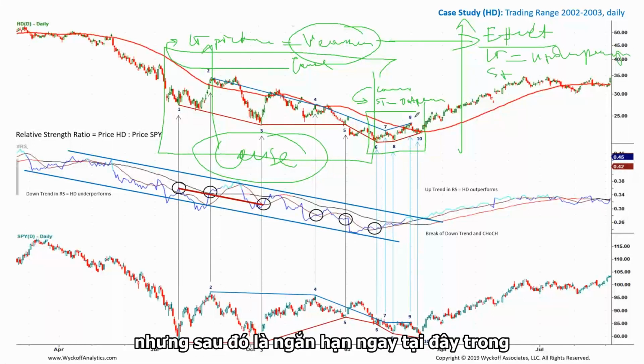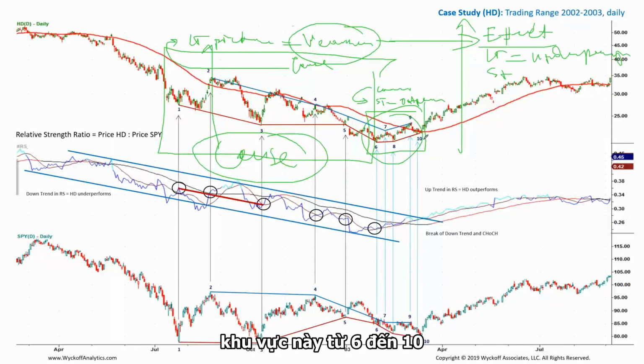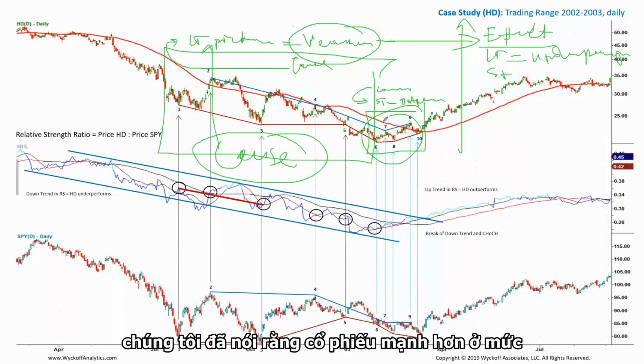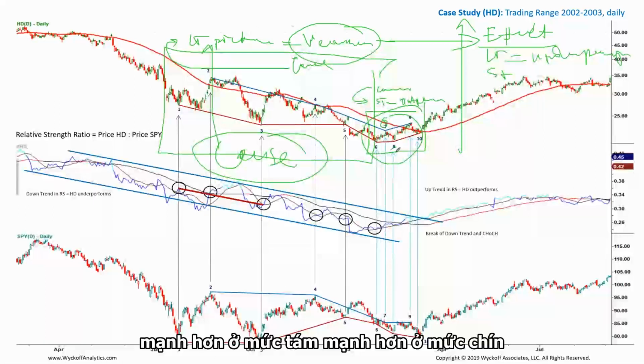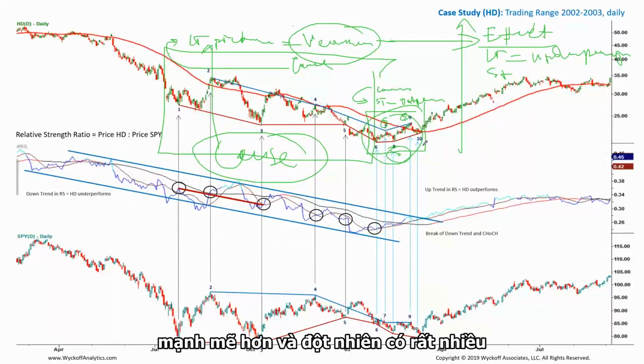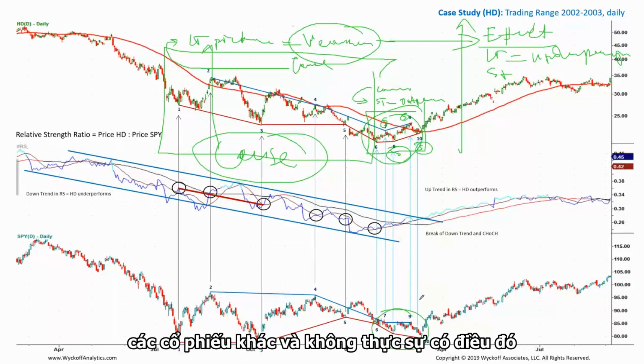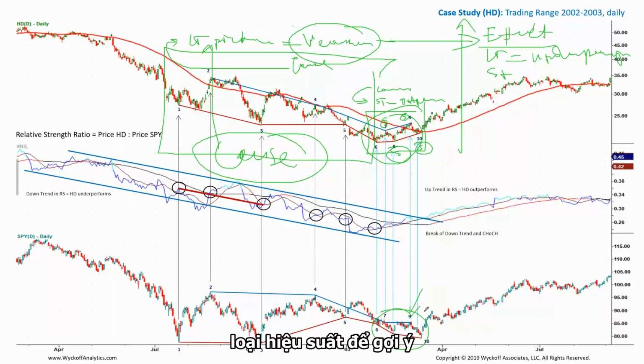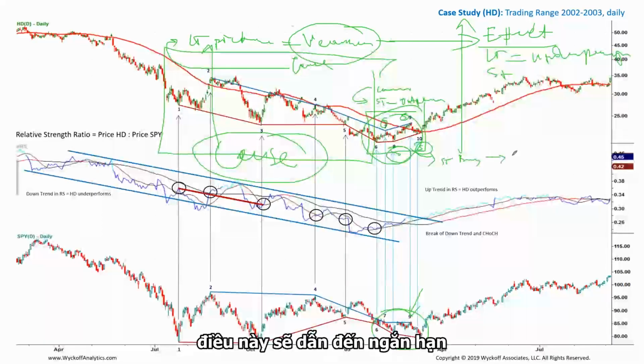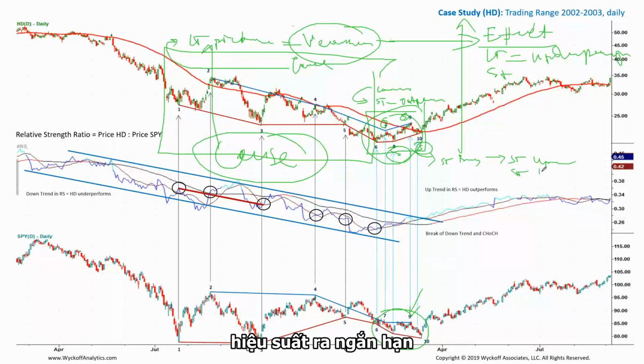But then the short term, right here in this area from 6 to 10, we said that the stock is stronger at 7, stronger at 8, stronger at 9, stronger at 10. Suddenly there is so much strength. Why? Somebody is coming in and supporting the stock, and other stocks are not really having that type of performance. So that suggests short-term buying, which is going to lead to the short-term uptrend, and it's going to also lead to a short-term outperformance. And that's going to be the short-term effect.